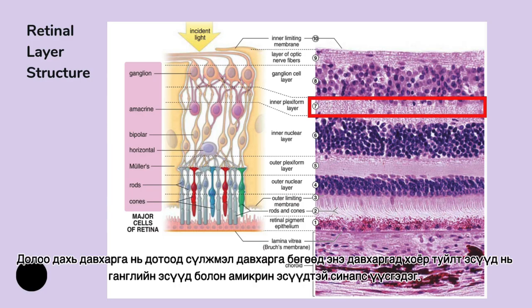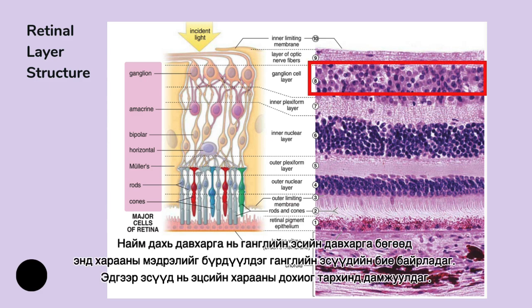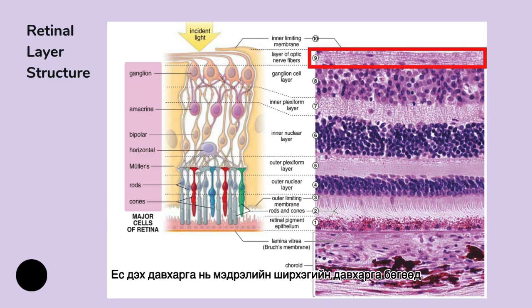In this layer, bipolar cells form synapses with ganglion cells and amacrine cells. This is a key site for visual signal integration. The eighth layer is the ganglion cell layer. It contains the cell bodies of ganglion cells that form the optic nerve and transmit final visual signals to the brain. The ninth layer is the nerve fiber layer.